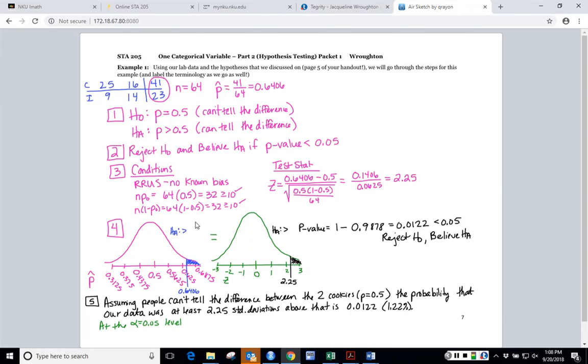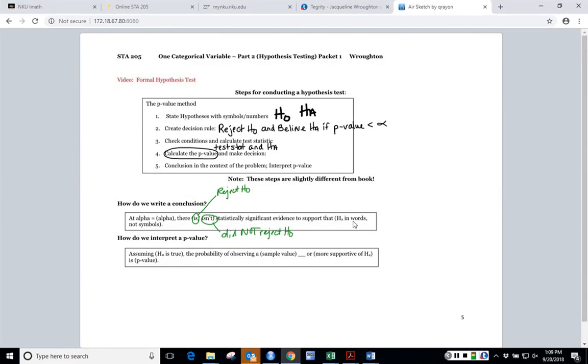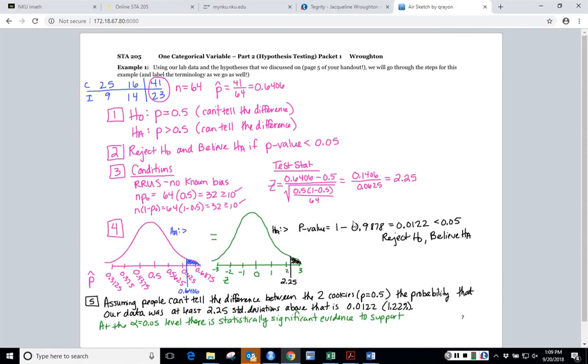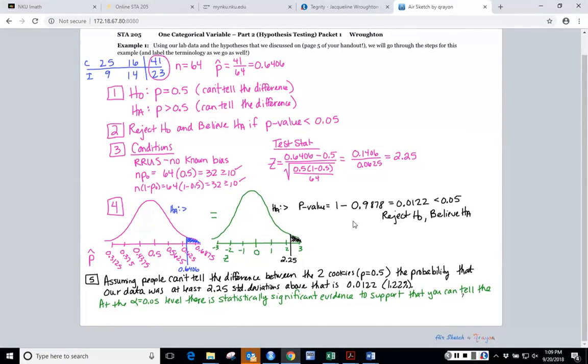So we're going to say at our 0.05 level, there is statistically significant evidence to support, and then our last thing is the alternative hypothesis, but in words, not symbols. So there is evidence to support that you can tell the difference between Oreo and Kroger brand cookies.